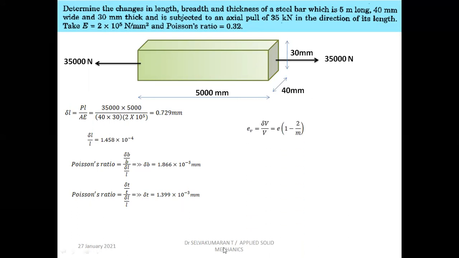And volumetric strain is given by, so this is not asked in the problem. Whenever we try to calculate for this problem, volumetric strain is equal to delta V by V is equal to E into 1 minus 2 by M. So delta V, change in volume, is equal to E into 1 minus 2 by M into V. So E is 1.458 into 10 power minus 4 into 1 minus 2 by M. 1 by M is 0.32. Volume is length into breadth into thickness. So 5000 into 40 into 30, you get 314.928 mm cube is the change in volume.